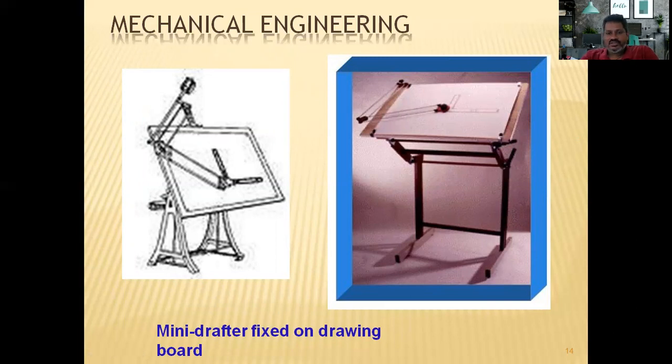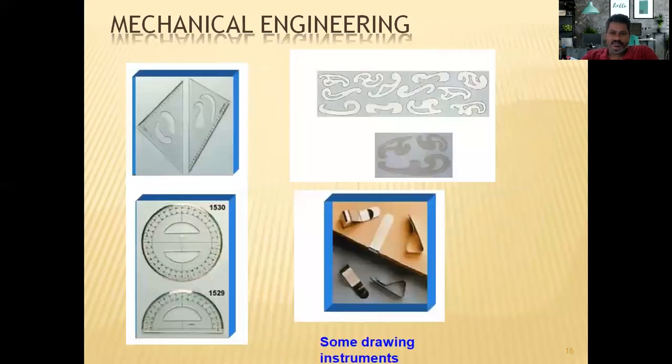Then let me move further to see what are the different instruments used in engineering drawing. Then we have the compass, and we also have the set squares, as you can see here. One is 30-60 and the other one is 45-45. These are available in the compass box, as well as in big sizes. Individually also we can purchase them.